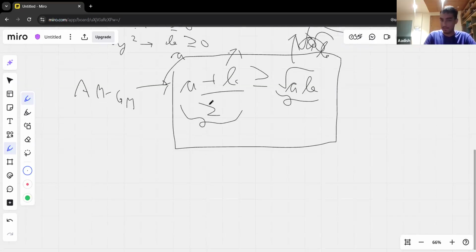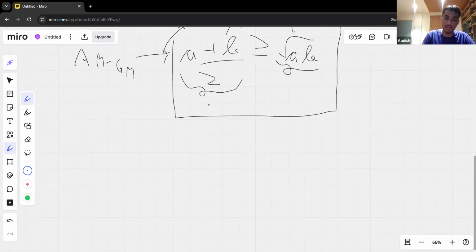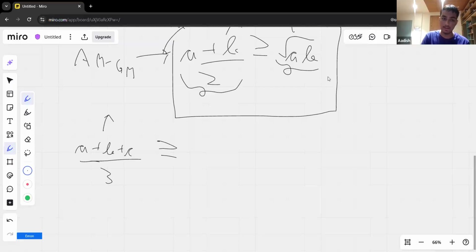So my claim is that this is also true more generally. Take three numbers, a plus b plus c. This will be the arithmetic mean of the three numbers. In general, the arithmetic mean is: take all the numbers you have, add them up, and divide by the number of numbers. This is the average of the quantities, the arithmetic mean.